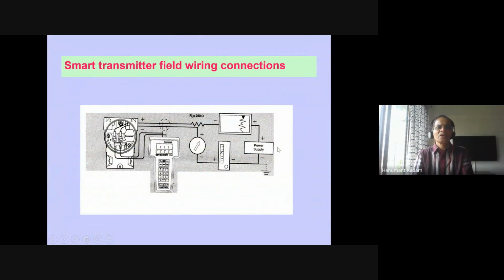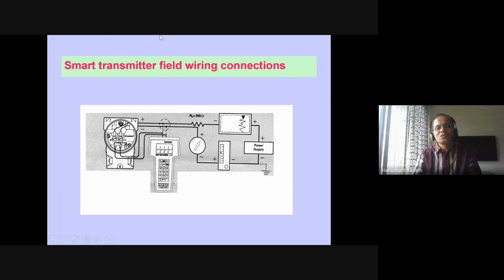This I have covered. This is very important: how the transmitter, wherever it is smart, meaning HART transmitter, field wiring. You see here, this is your transmitter, right? And this is your communicator, as I told. And other instruments in the line, meaning in the field. Other instruments possibly are your recorder, power supply, controller, and indicators.